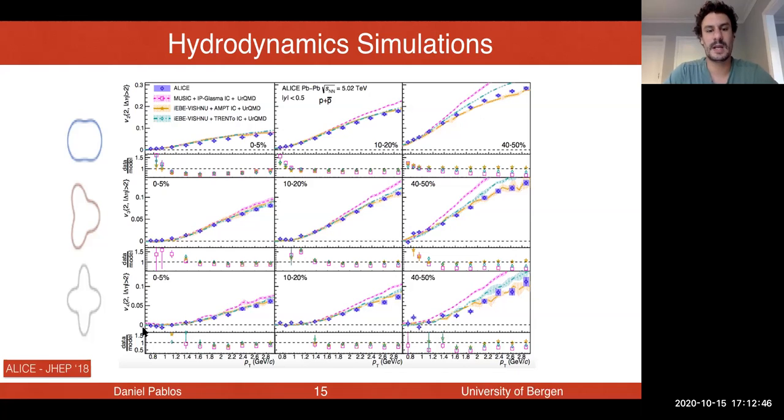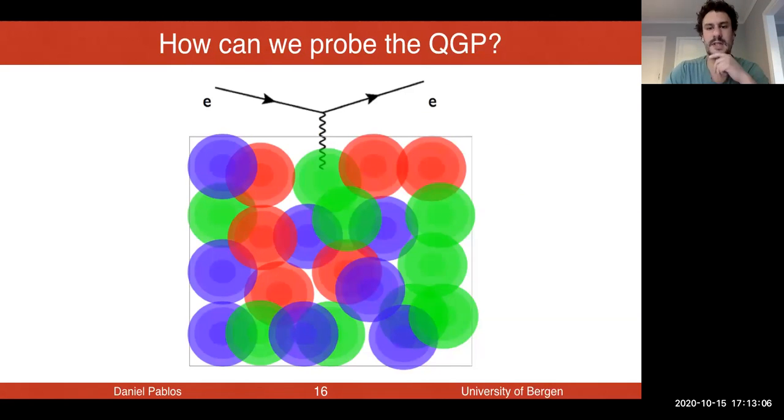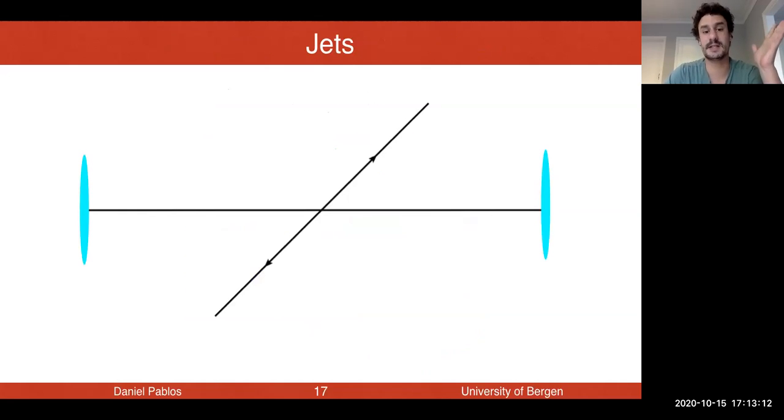I won't talk about the flow in small systems. It's a very interesting topic as well, but it is clear that in heavy ion collisions in large systems, we really have a system that is evolving hydrodynamically with very low viscosity. So how can we probe this QGP? We cannot perform a fixed target experiment on it. What we have are jets.